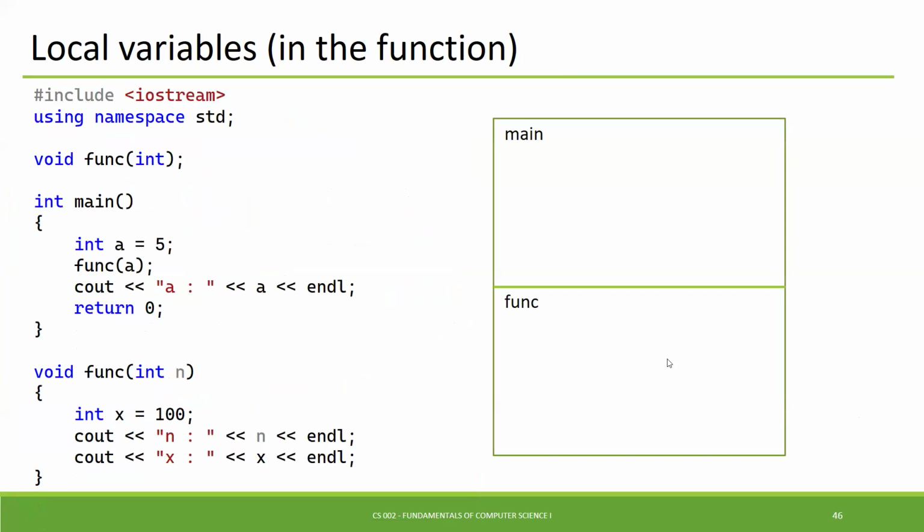Okay, then let's talk about this one. So I'm going to make a memory. This is a memory. I want to show you what happens with a local variable. This is the main area. The local variables that are created in the main will be created in the main area.